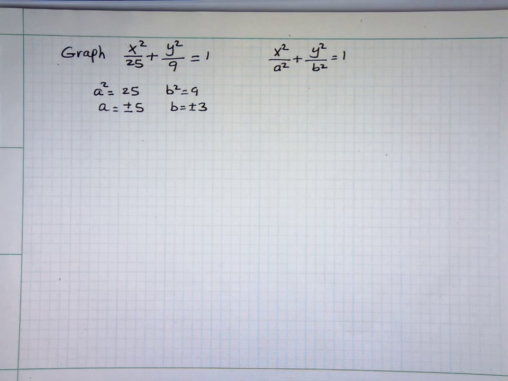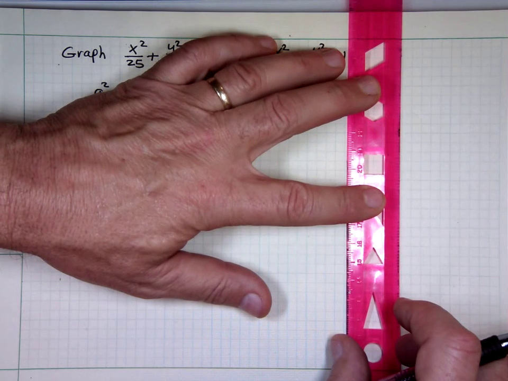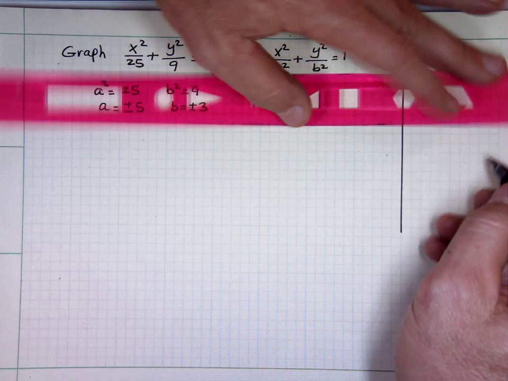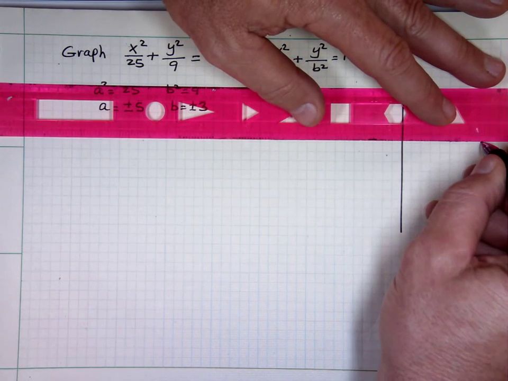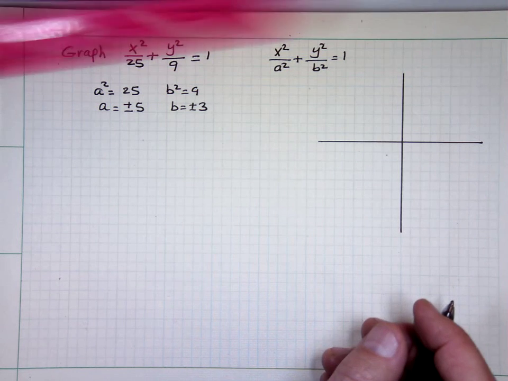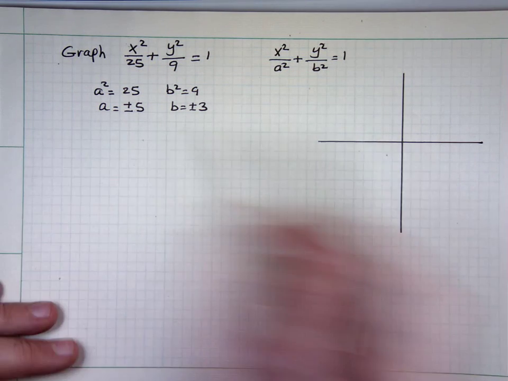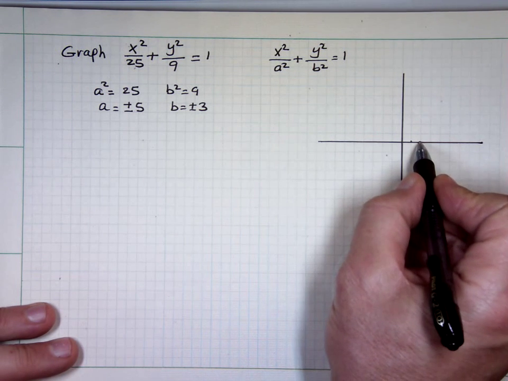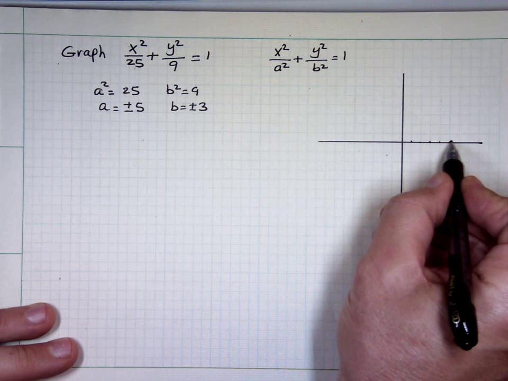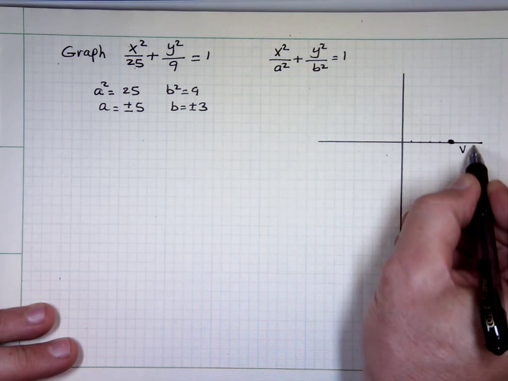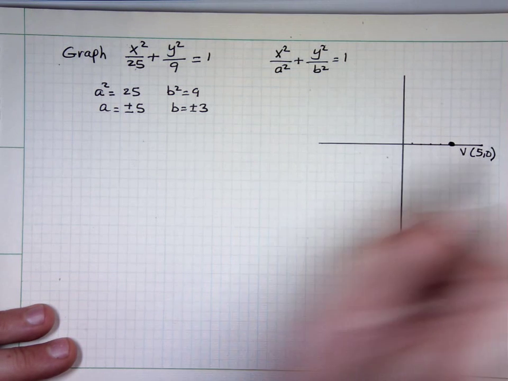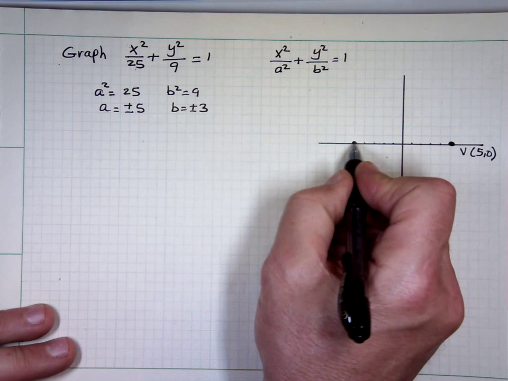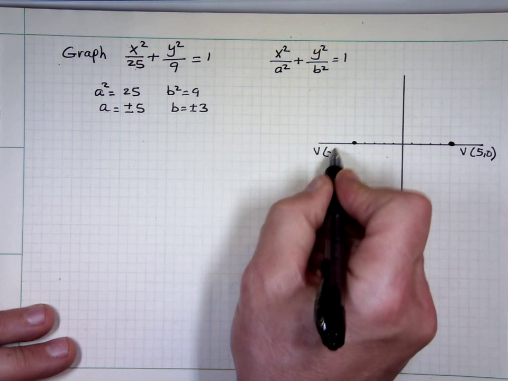So let me graph that. a is going to be along the x-axis because the bigger number is under the x. It's 5 and negative 5. 1, 2, 3, 4, 5. That's the first vertex, (5, 0). The other one, negative 1, 2, 3, 4, 5. That's the other vertex, (negative 5, 0).